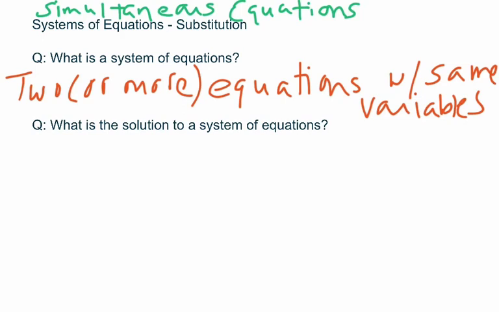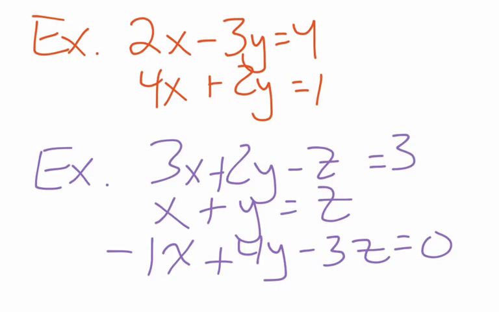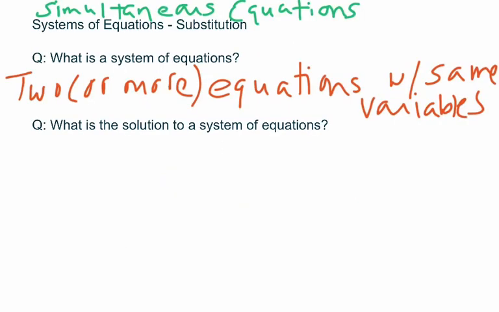So now that we know what a system is, a group of equations that share the same variables, when we're asked to solve them, what are we being asked to get? Again, that vocabulary of solve this system doesn't mean anything if we don't know what we're aiming for. So what is the solution to a system of equations?